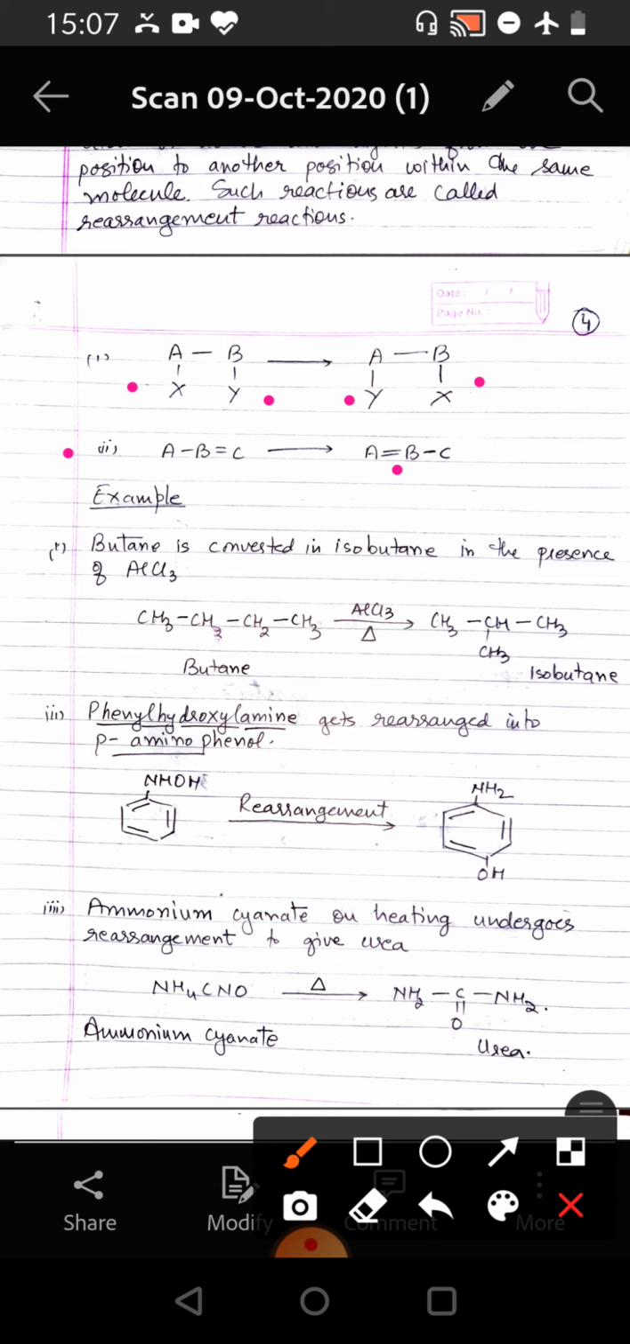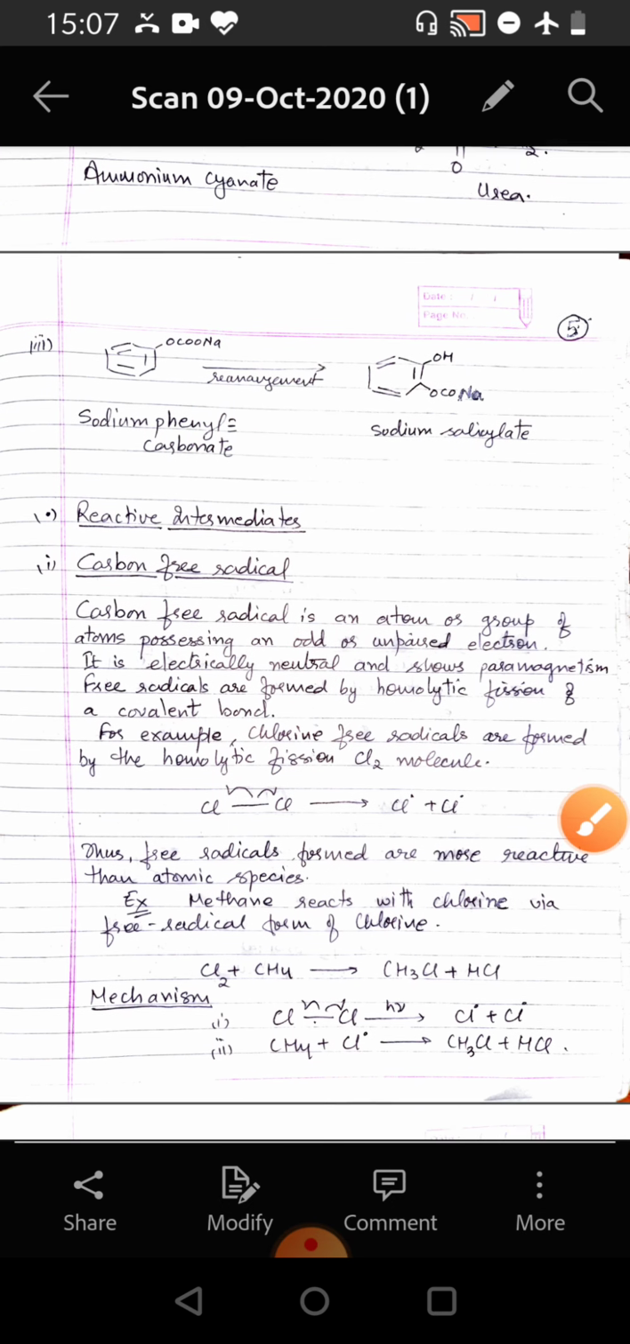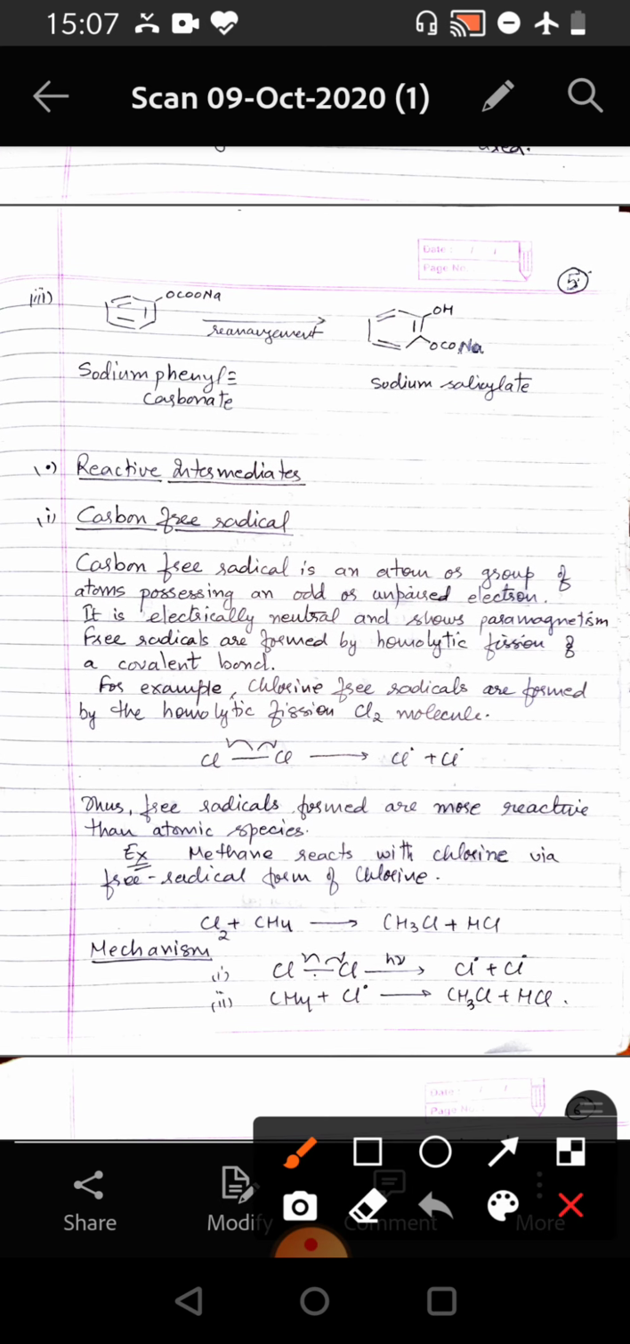For example, butane is converted into isobutane in the presence of AlCl3. Phenyl hydroxylamine gets rearranged into para-aminophenol. Ammonium cyanate on heating undergoes rearrangement to give urea. And we see that the sodium phenyl carbonate undergoes rearrangement to give rise to sodium salicylate.